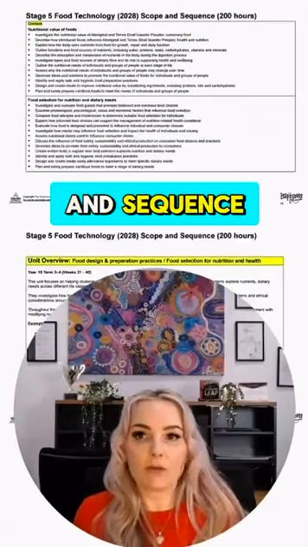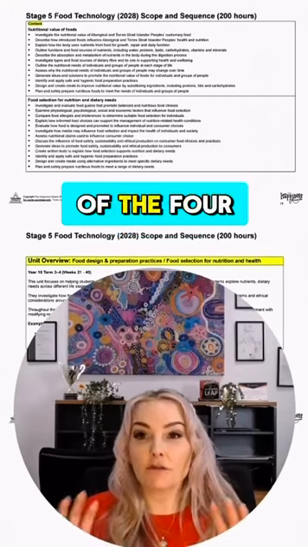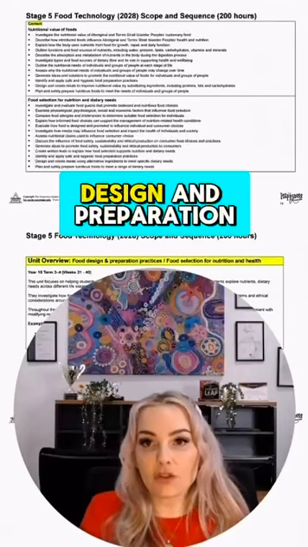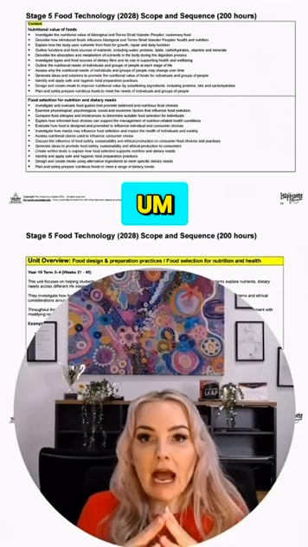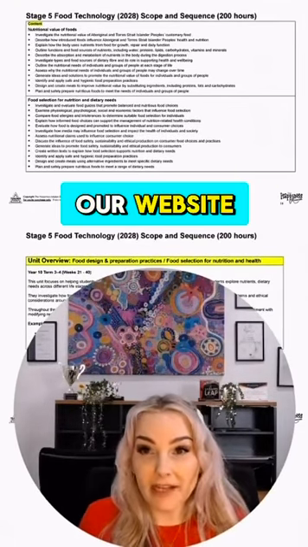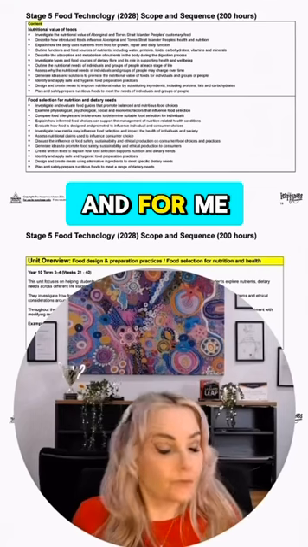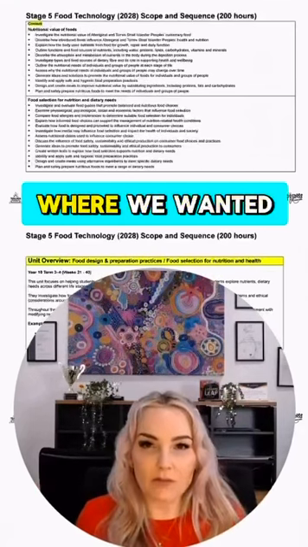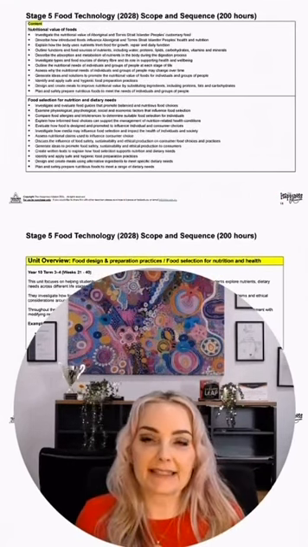In this scope and sequence, there's a unit overview for each of the 4 content areas, and you'll also be able to see where we've put the food design and preparation as well. We're selling it for $5 on our website, and for me, that is a steal because it took a long time to organize where we wanted to put all the syllabus dot points.